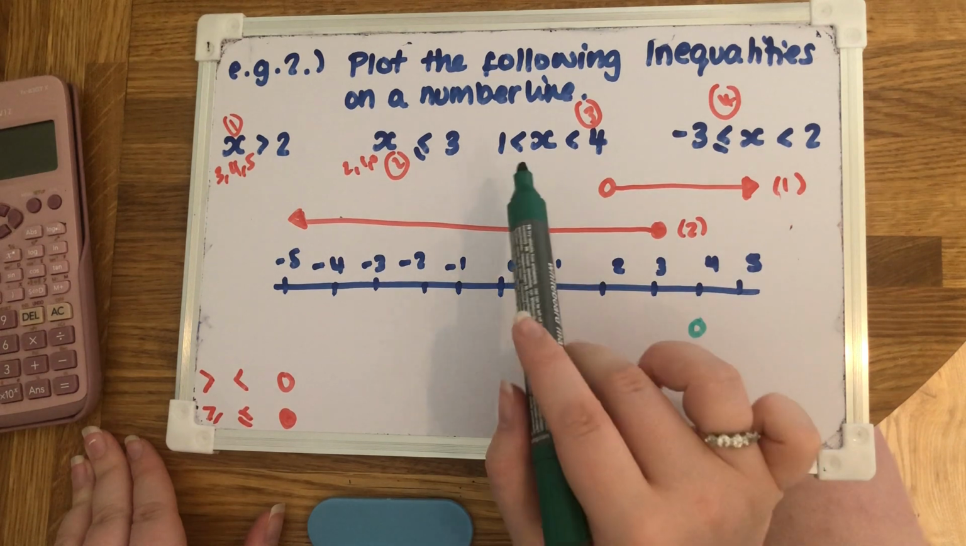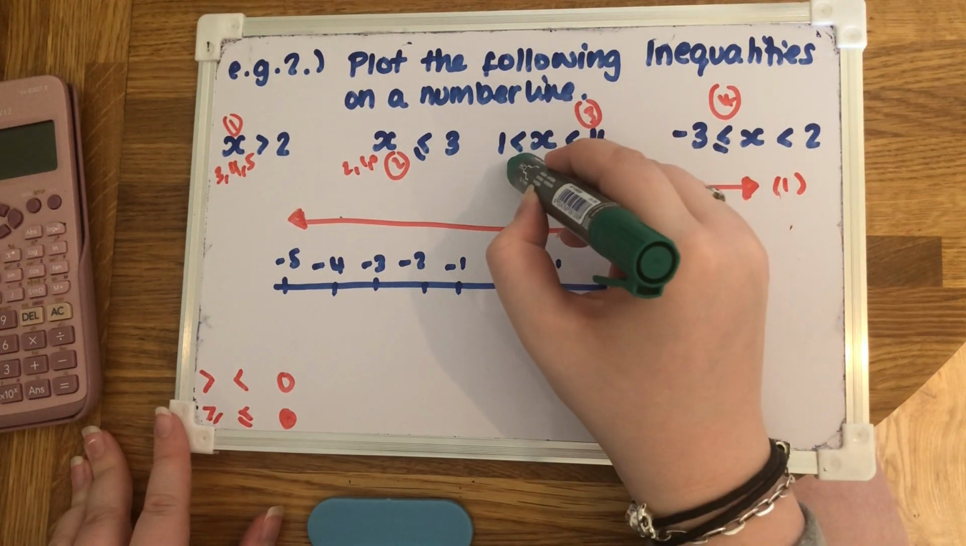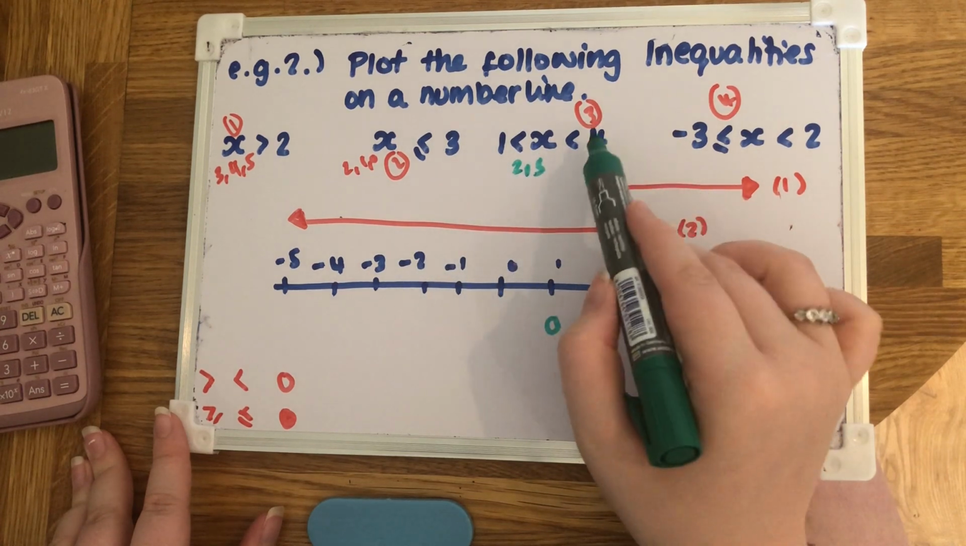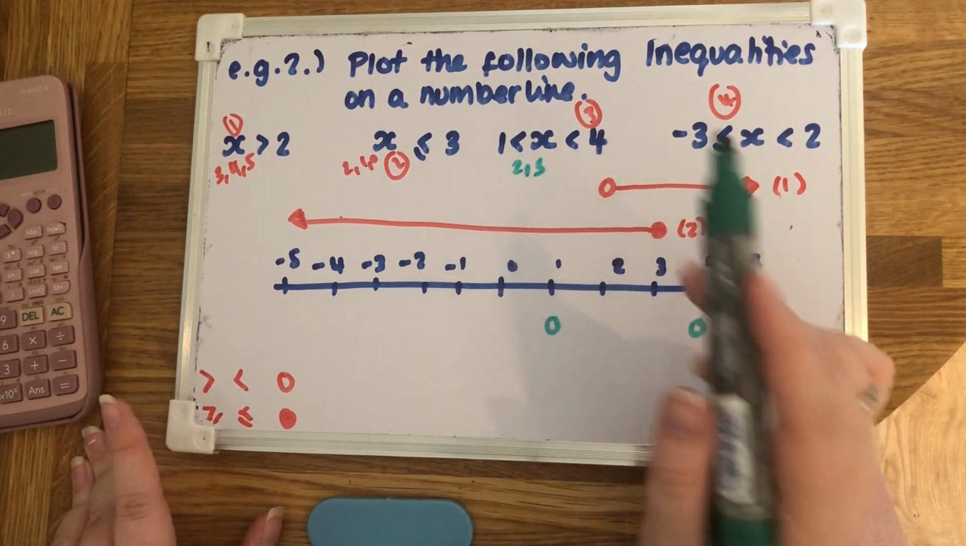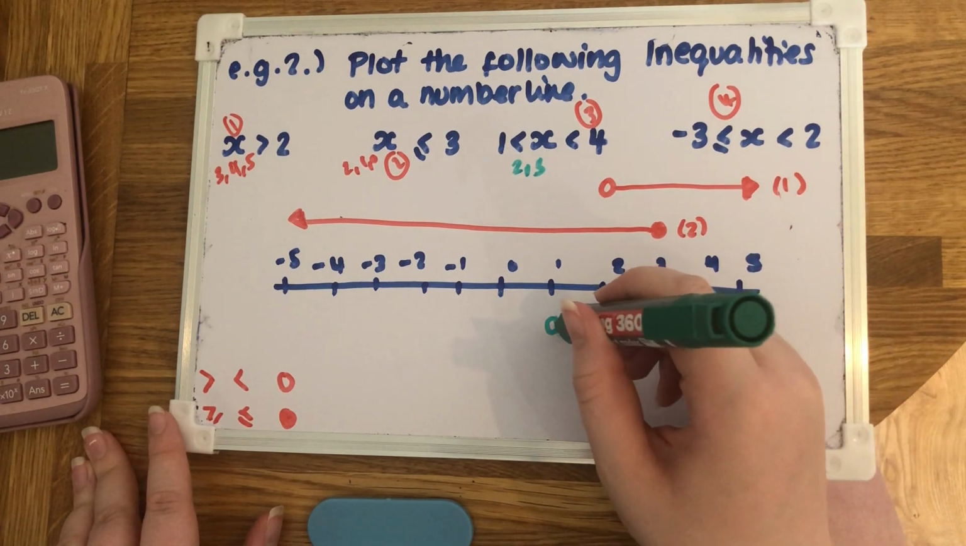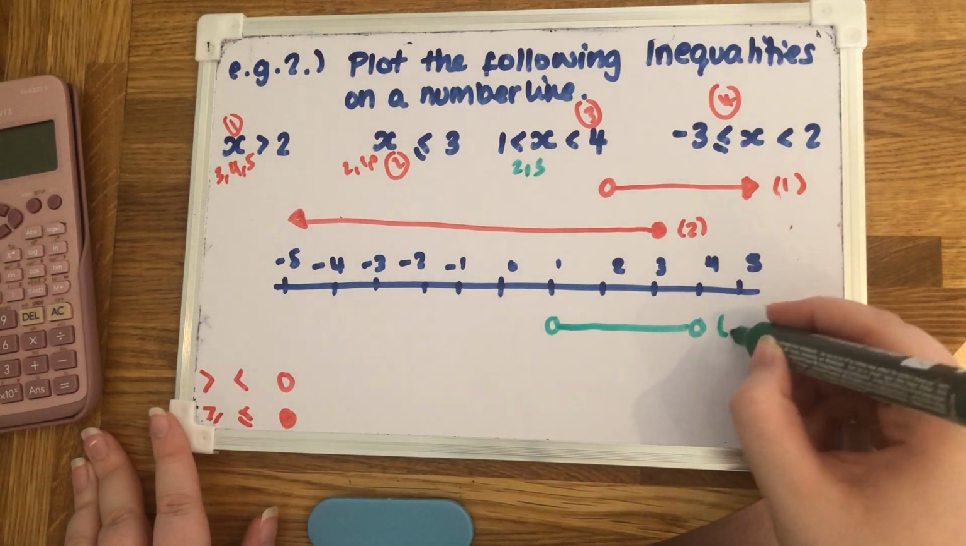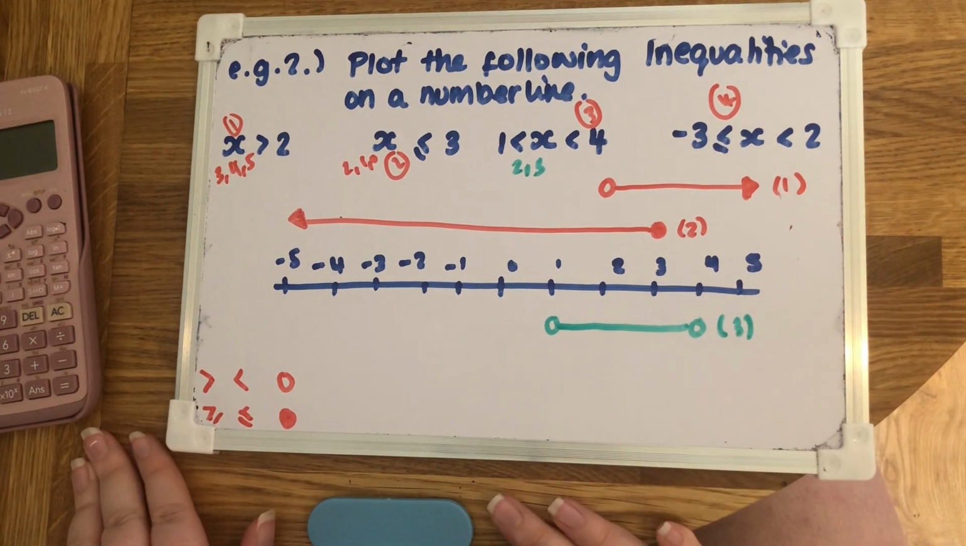Okay, now we want numbers that are between, so x is bigger than 1, so it could be 2 or 3, but it does have to be less than 4, so it's only 2 and 3. So they appear in between the two dots, so we just draw a line connecting them together. Okay, so that's number 3. Okay, and number 4 is done the same way.